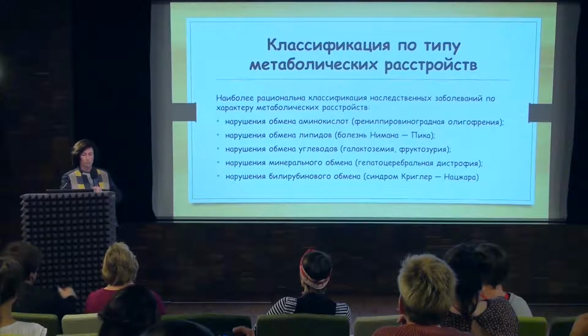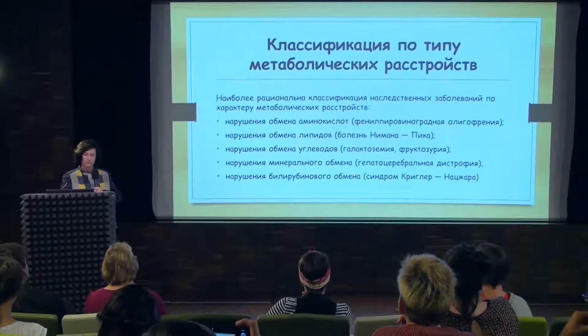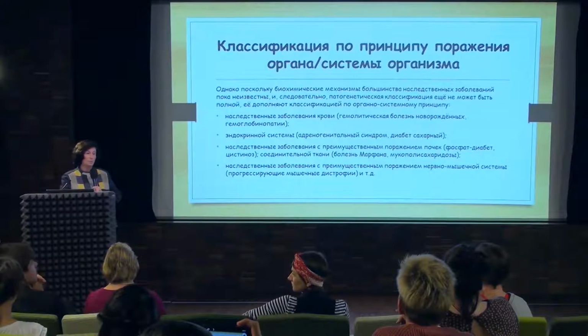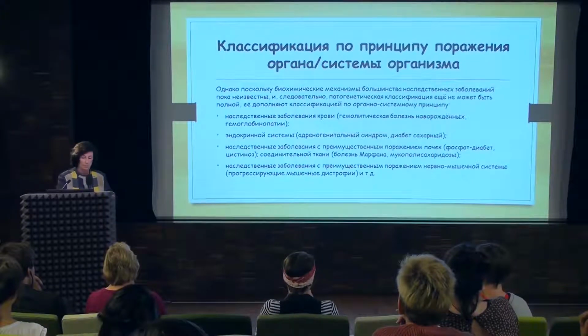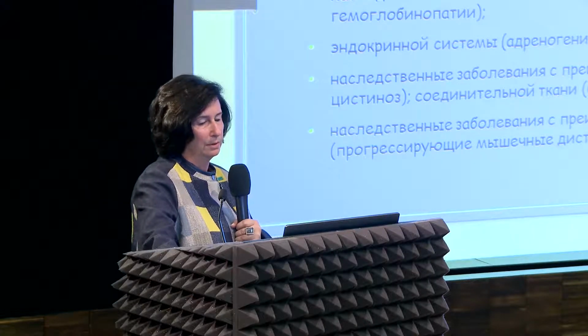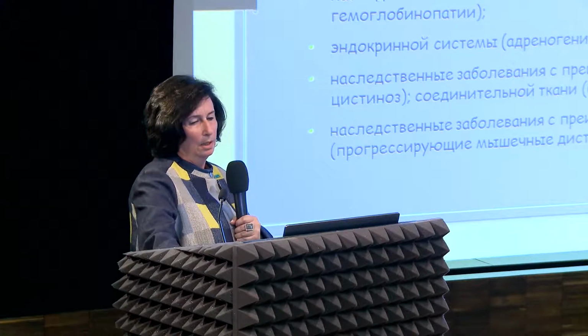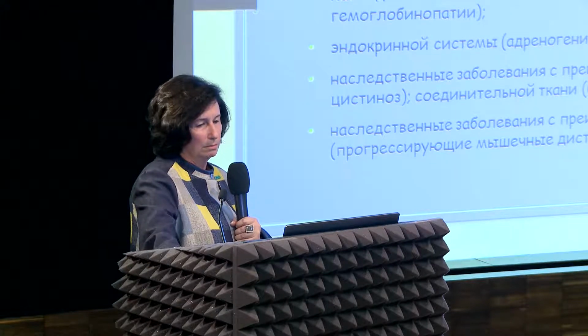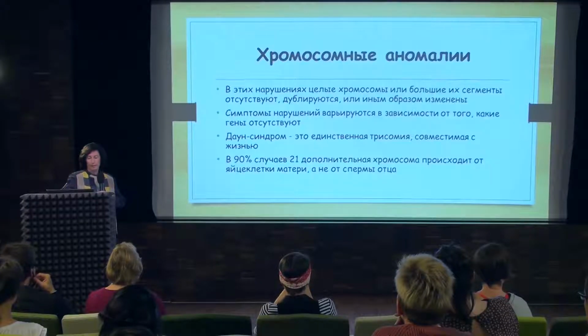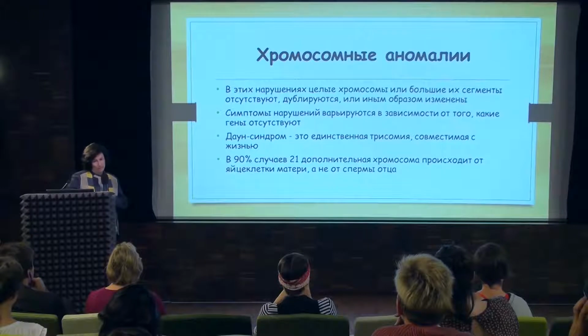A classification according to the type of metabolic disorders. These are disorders in the exchange of amino acids, fats, carbohydrates, minerals, and so on. A classification by organ or system in the organism. Blood diseases, endocrinal system diseases, kidney diseases, nervous and muscular system diseases, and so on.